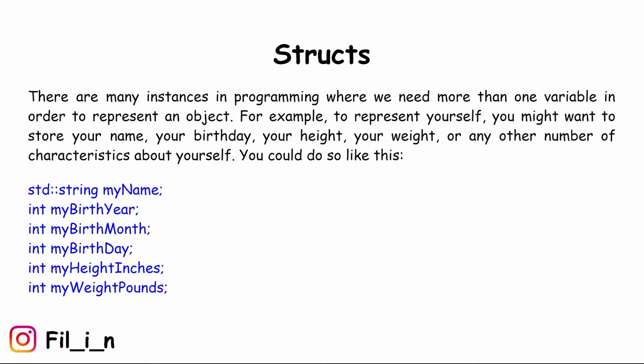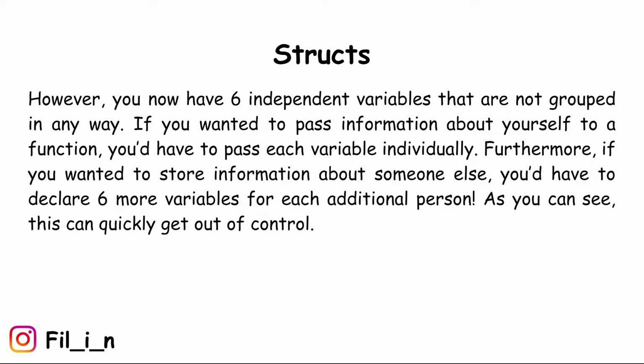std::string my_name; int my_birth_year; int my_birth_month; int my_birthday; int my_height_inches; int my_weight_pounds. However, you now have 6 independent variables that are not grouped in any way. If you wanted to pass information about yourself to a function, you'd have to pass each variable individually. Furthermore, if you wanted to store information about someone else, you'd have to declare 6 more variables for each additional person. As you can see, this can quickly get out of control.